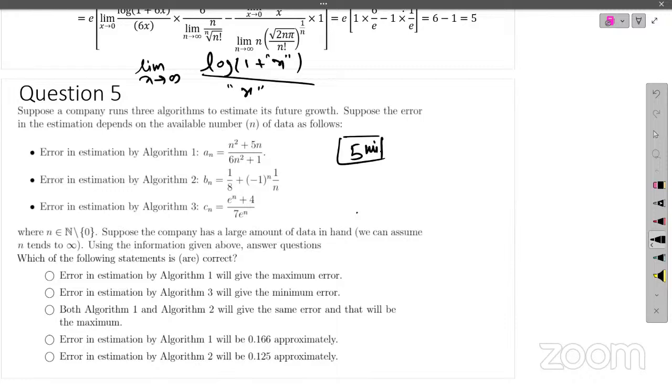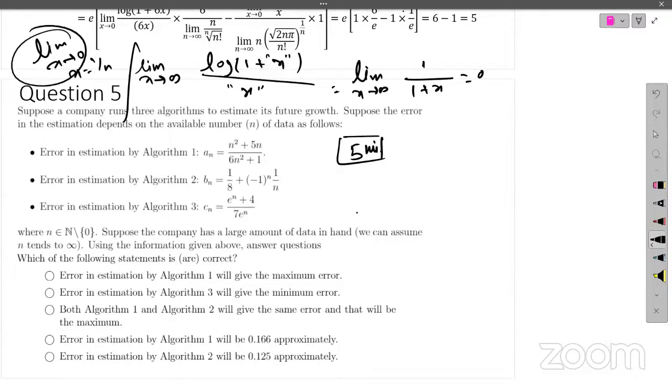If I do L'Hospital, then I get 1 by (1 plus x), so it will become 1 upon 1 plus x, and that will become 0. But since you are changing the limit from x going to 0 to x going to infinity, you have to do some substitution. You make x equal to 1 by n. Then only if x goes to 0, n goes to infinity. When this limit and that limit are totally different, you are considering the same function but the limit is different. So that's why you are getting 0.